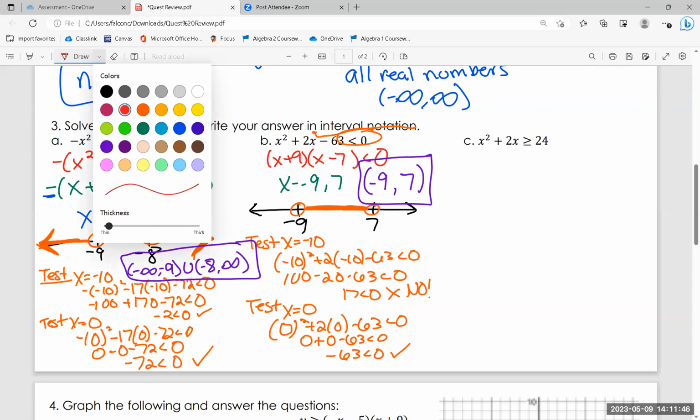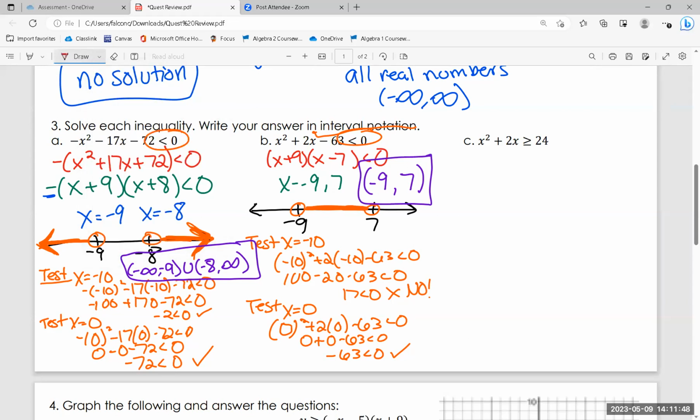Okay, part C. For this one, I noticed I do have something on the right side. So before we factor, remember we always have to make everything on one side of the equation. So we need to move the 24 over to the left side. We're going to subtract it because it's positive and make this x squared plus 2x minus 24 greater than or equal to 0. So make sure you're not trying to factor until everything is on one side.